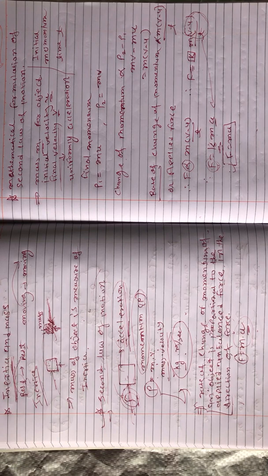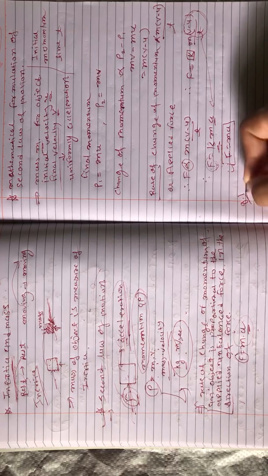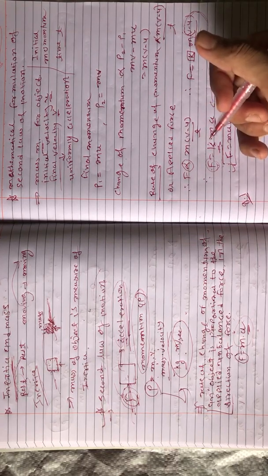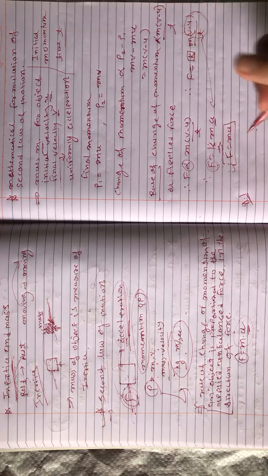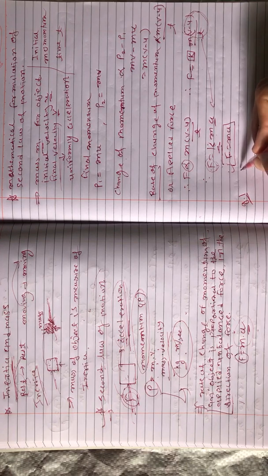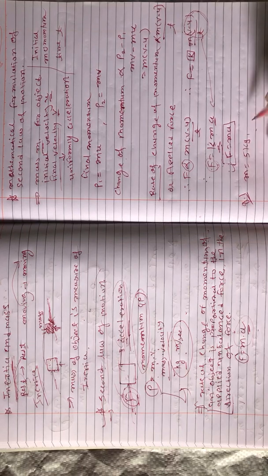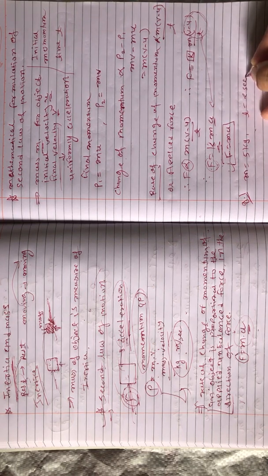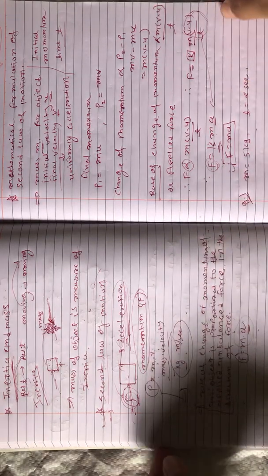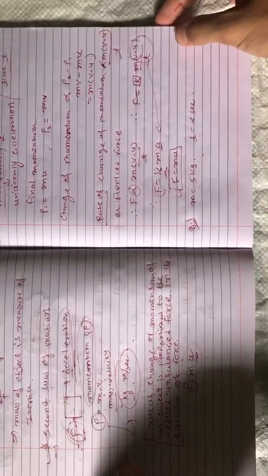Now similarly, in this situation we have to solve one example, number 9.1. A constant force acts on an object of mass 5 kg, so mass m is equal to 5 kg. The duration of time is 2 seconds, so time t is equal to 2 seconds.